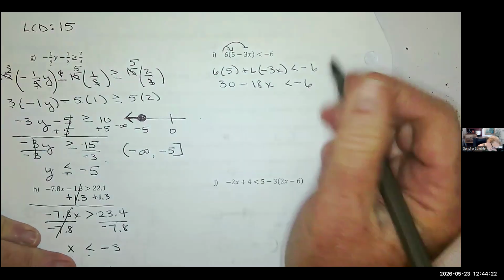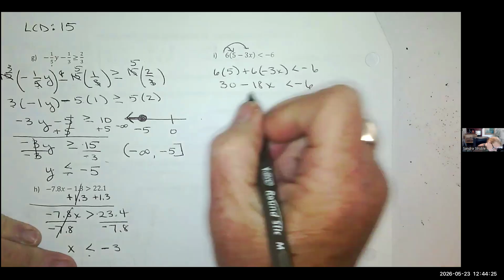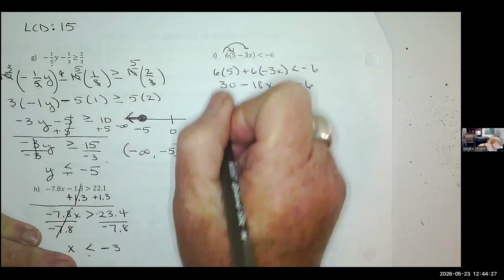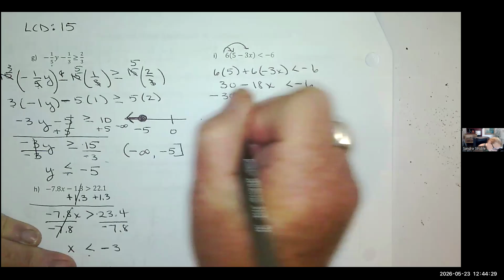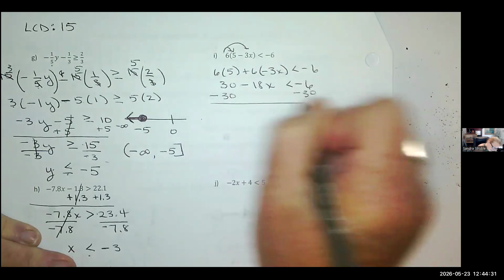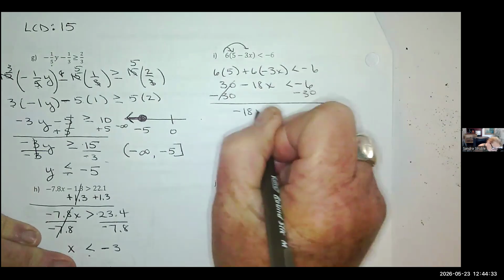All right, let's solve for x. Let's get rid of this 30 first. We'll subtract 30 from both sides. Gone. -18x is less than... Signs are the same, so you add the numbers. Keep the sign.